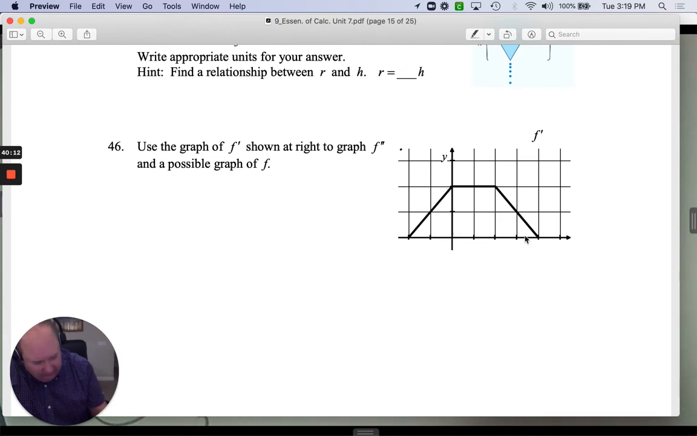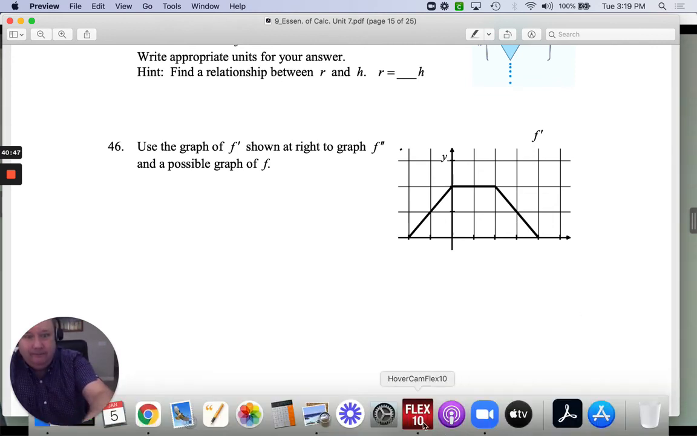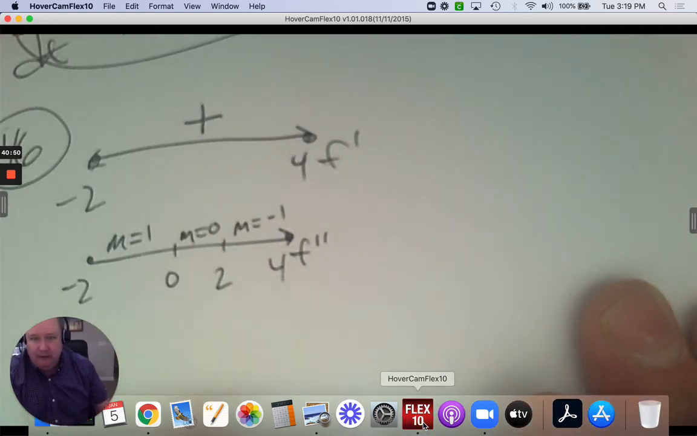Next, I'm going to do a second derivative. Again, it's going to go from -2 to 4. For the second derivative, I have to take the derivative of this, which is the slope. So what's the slope between -2 and 0? That slope is 1. Between 0 and 2, that slope is 0. And between 2 and 4, it's -1. All right, that's all I need. So there's the information I'm going to use, and I'm going to graph.